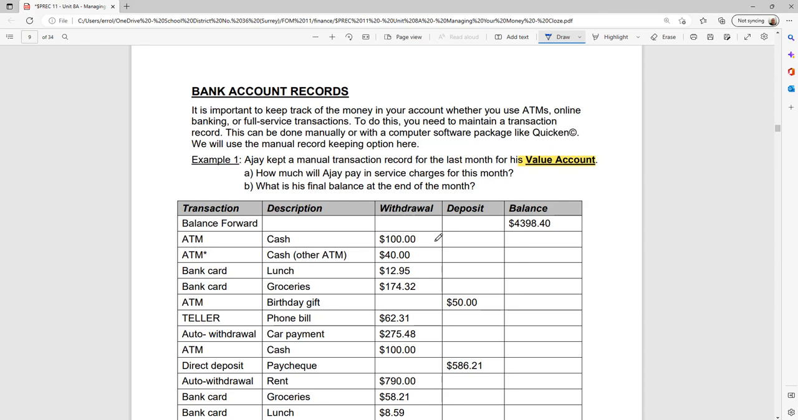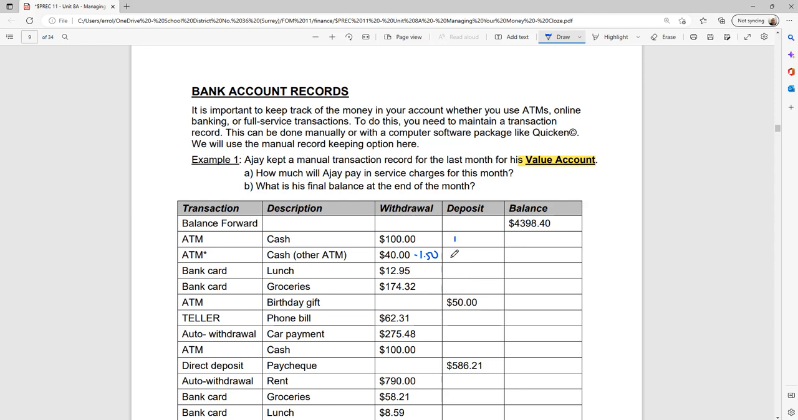So he used an ATM, he used another bank's ATM, and we know right away from his value account that there is a $1.50 charge. So we're going to subtract $1.50. Then he uses his bank card. Then he gets a birthday gift. Then he deposits $50. And so what we're going to do is track all these transactions.